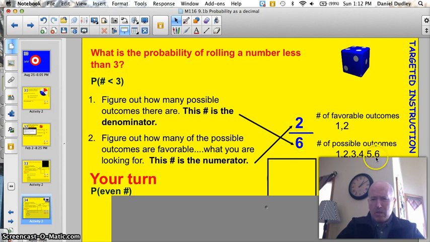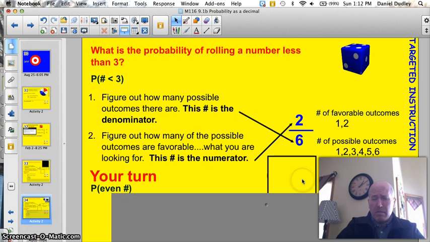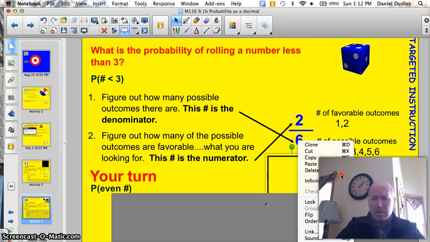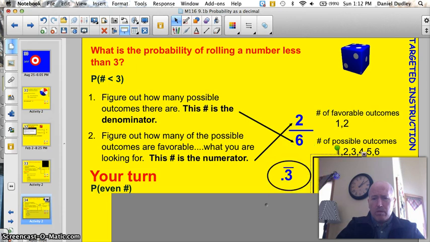There are all my possible outcomes down there. There's only these 2 that are less than 3. 2, 6, we already had that one in the warm-up. If I make that into a decimal, ooh, it's 0.3 repeating. Okay, your turn on this same die up here. What is the probability of getting an even number? Go ahead and pause it. Don't forget to turn it into a decimal. Go.